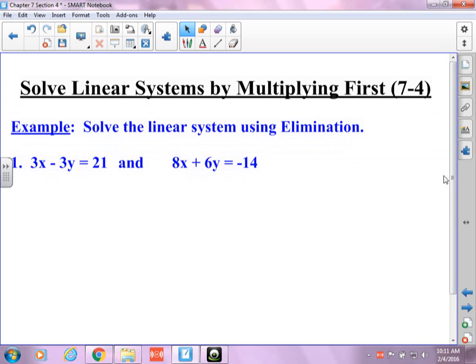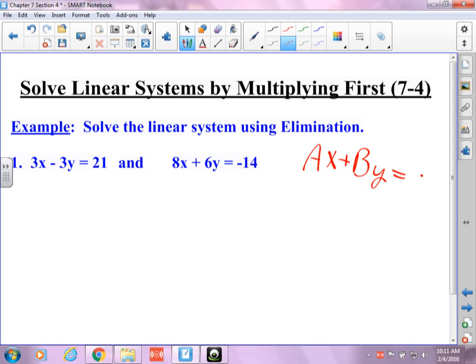If you remember from elimination before, everything needs to be in standard form. So that is, again, AX plus BY equals C. So it needs to be in standard form. Okay, so we have to make sure it's in that form. X needs to come first.